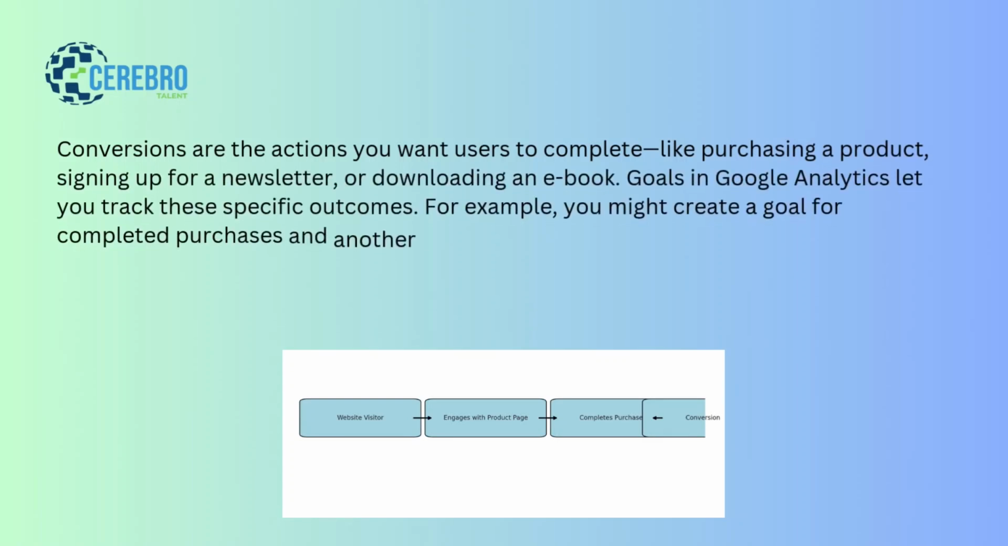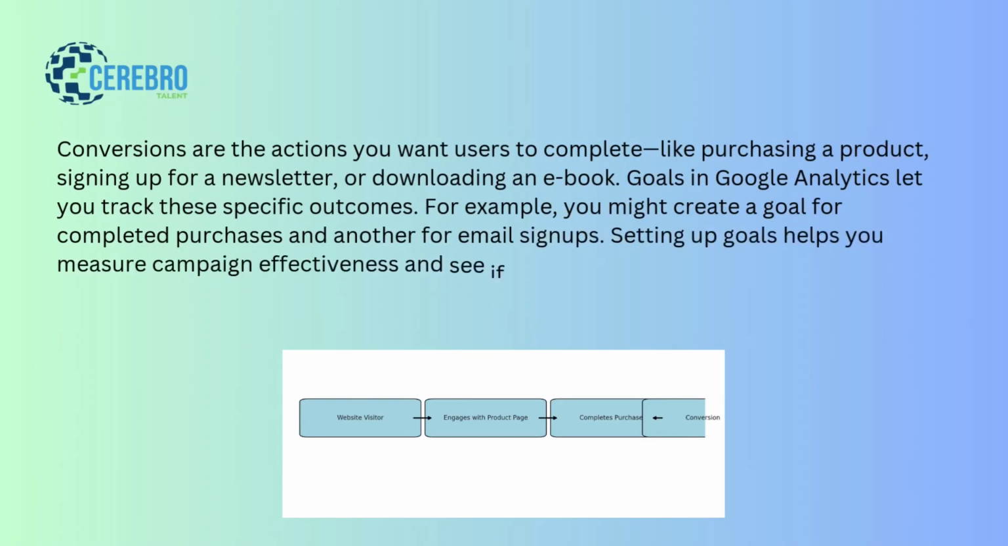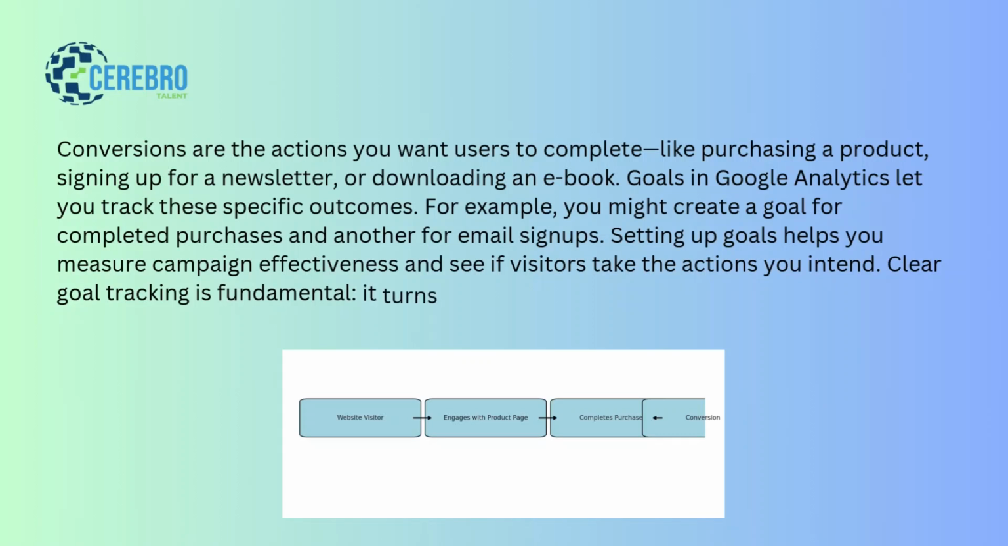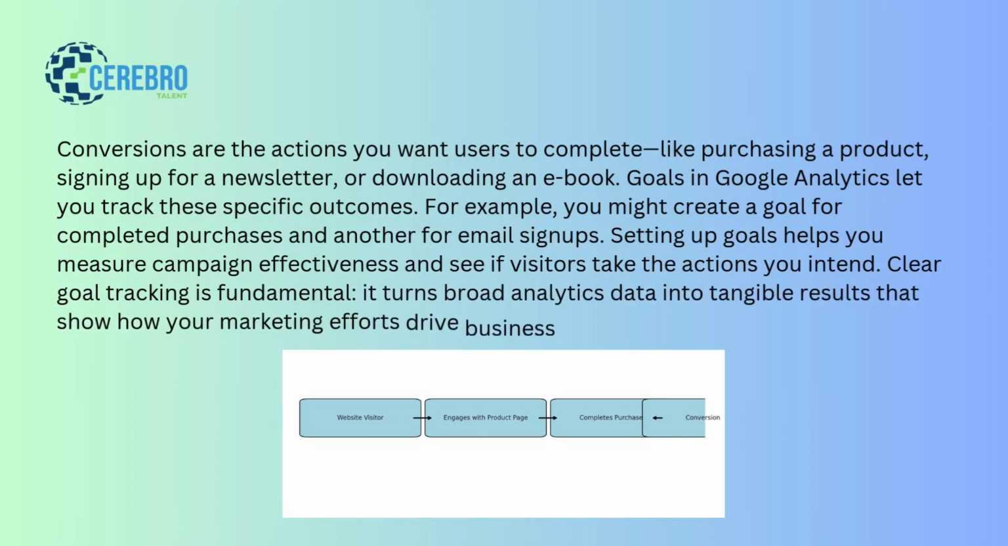Conversions are the actions you want users to complete, like purchasing a product, signing up for a newsletter, or downloading an ebook. Goals in Google Analytics let you track these specific outcomes. For example, you might create a goal for completed purchases and another for email signups. Setting up goals helps you measure campaign effectiveness and see if visitors take the actions you intend. Clear goal tracking is fundamental. It turns broad analytics data into tangible results that show how your marketing efforts drive business objectives.